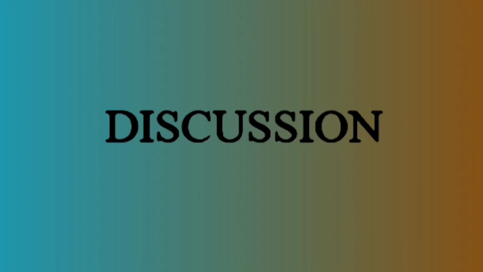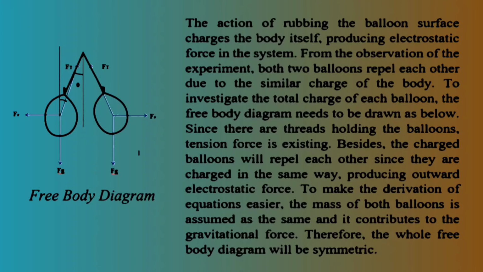Let us discuss the theoretical calculations. The action of rubbing the balloon surface charges the body itself, producing electrostatic force in the system. From the observation of the experiment, both balloons repel each other due to the similar charge of the body. To investigate the total charge of each balloon, the free body diagram needs to be drawn as shown. Since there are threads holding the balloons, tension force exists. Besides, the charged balloons will repel each other since they are charged in the same way, producing outward electrostatic force.